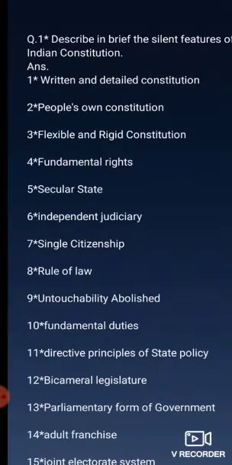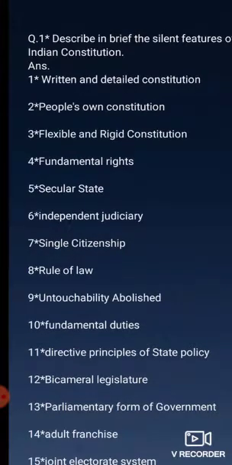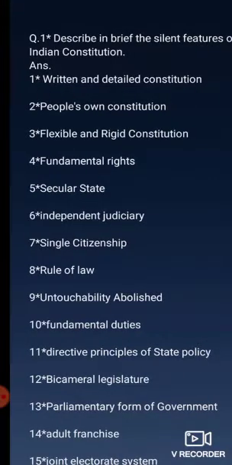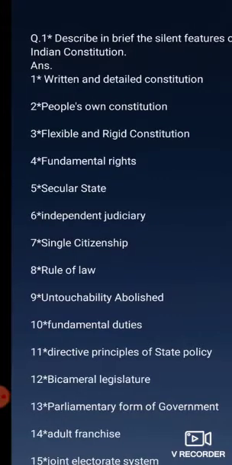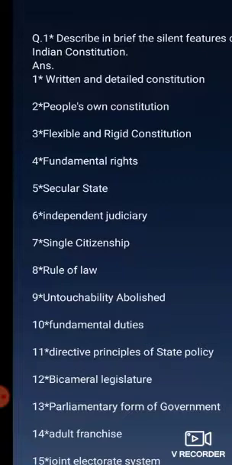Next feature is single citizenship. Normally in a federation there is the provision for double citizenship, a citizen of one's own state and a citizen of the country. Despite the establishment of a federation, there is a single citizenship in India. All are citizens of India. The Indian Constitution doesn't recognize state citizenship.